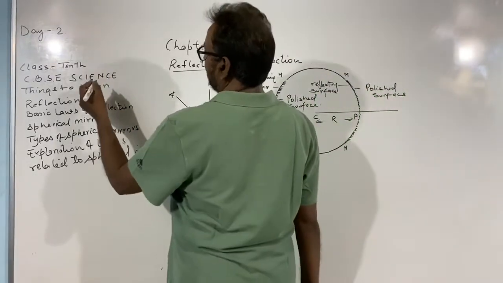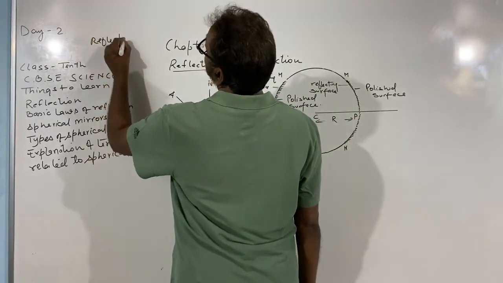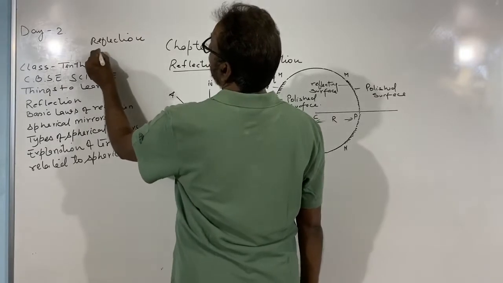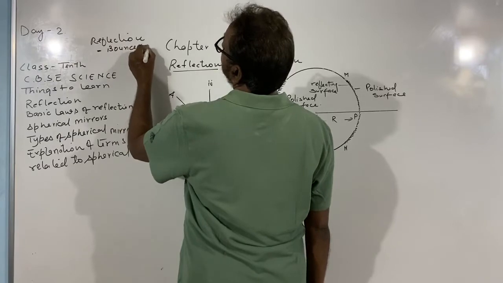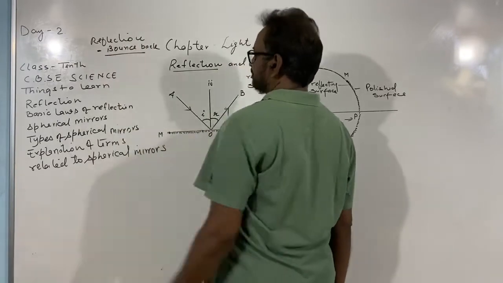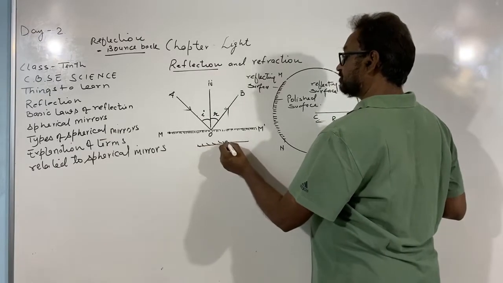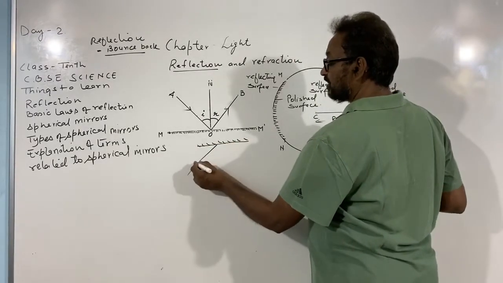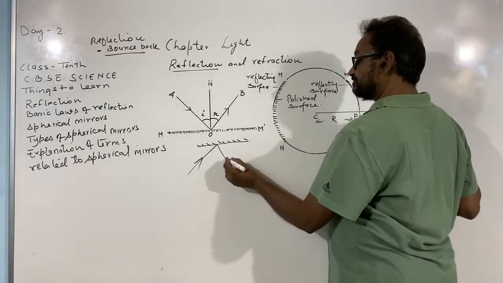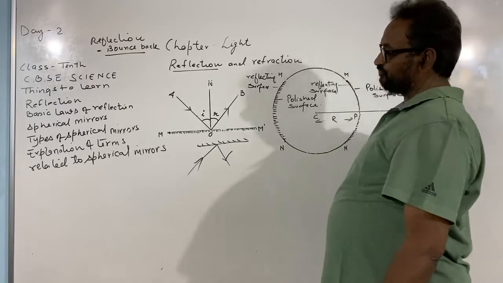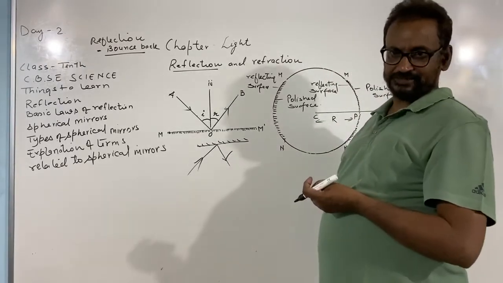Actually, reflection means bounce back. That is, when light strikes a surface, it bounces back in the same medium. This phenomenon is known as reflection of light.